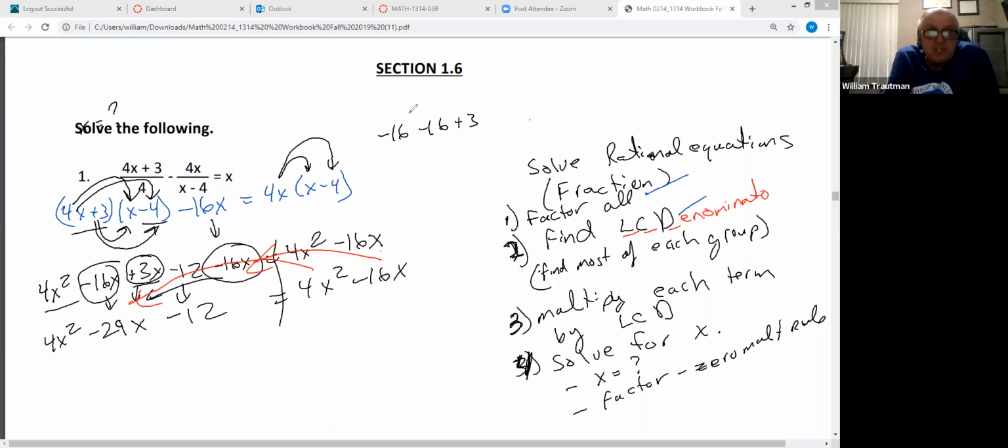Okay, so I'm going to take the 4x squared to the left-hand side by subtracting. It's a positive 4x squared, so I'm going to subtract 4x squared. It's a minus 16, so I'm going to add 16 to both sides. 16x. The right side turns to 0. The left side, oh, that turns to 0. Negative 29 plus 16 is a negative 13x minus 12.